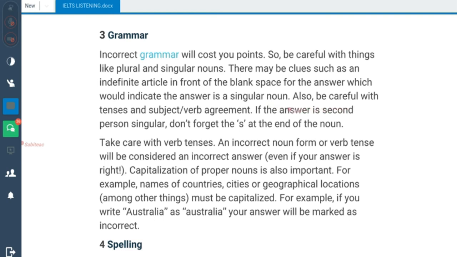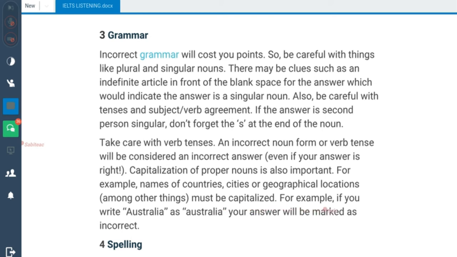Also, you have to be careful with tenses and subject-verb agreement. If the answer is third person singular, don't forget the S at the end. Now, take care with verb tenses as well. An incorrect noun form or verb tense will be considered an incorrect answer, even if your answer is right. Now, capitalization of proper nouns is also important. For example, names of countries, cities, or geographical locations, among other things, must be capitalized, okay?